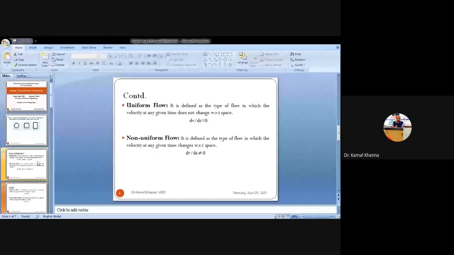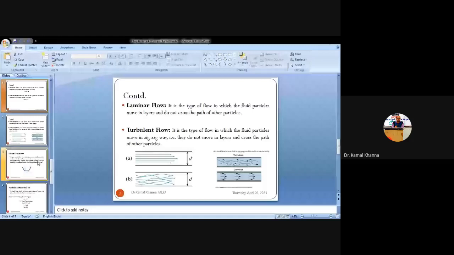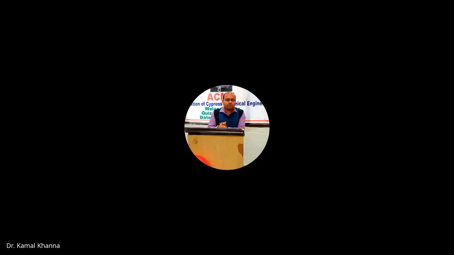But if it is changing from entry to exit or in between at any point of the pipe, then that flow becomes a non-uniform flow. In that flow, the derivative of velocity with respect to space doesn't remain constant. So its derivative will not be equal to zero, because the derivative of a constant will always be zero, and it will not be equal to zero if it is not constant. So it is varying with respect to change in the space.